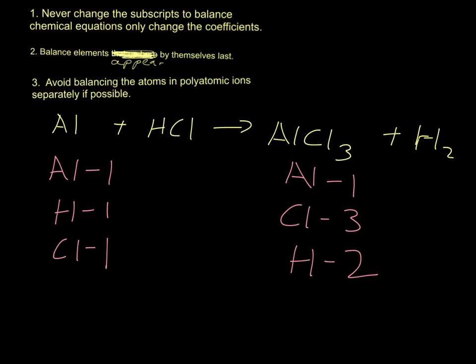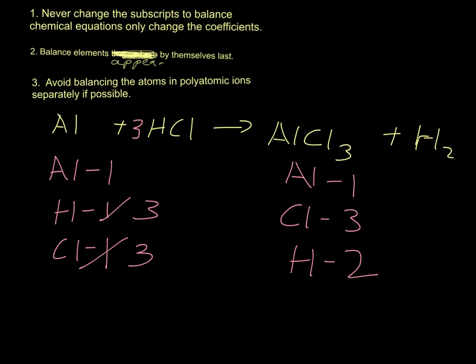So I'm going to place a 3 in front of my molecule of hydrochloric acid, right? I have to put those numbers in front of a molecule. I can't put them inside the molecule. And I can't change my subscripts. I can only put numbers right here. So by placing that 3, that changes not just my number of chlorines, but it also changes my number of hydrogens. All right, so my chlorines are balanced. My aluminum is balanced. My hydrogens are not.